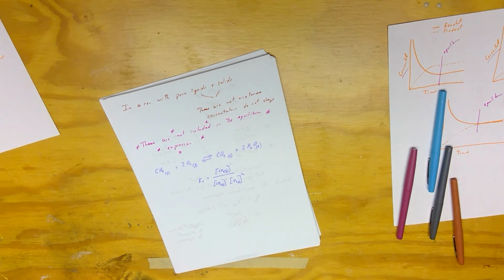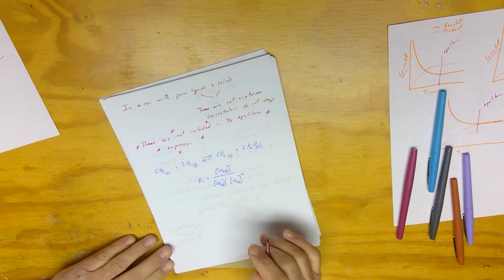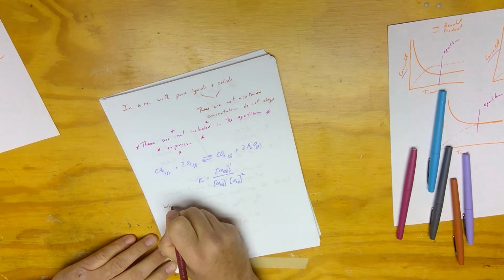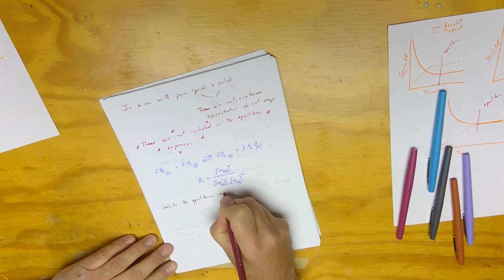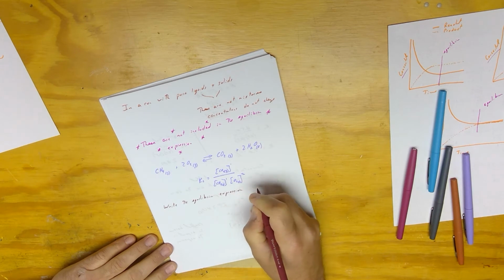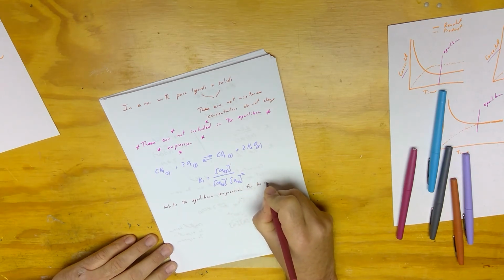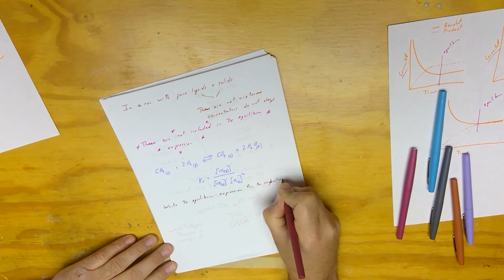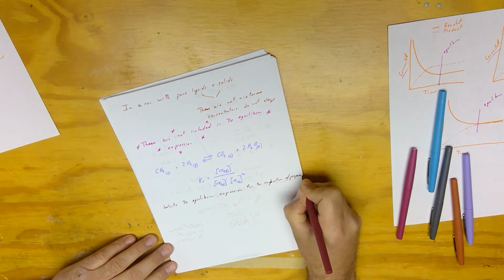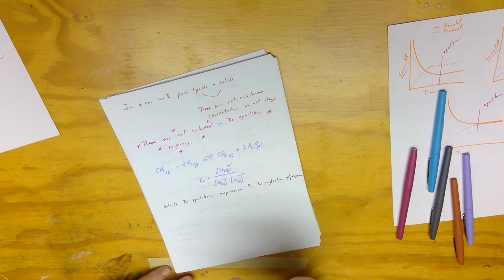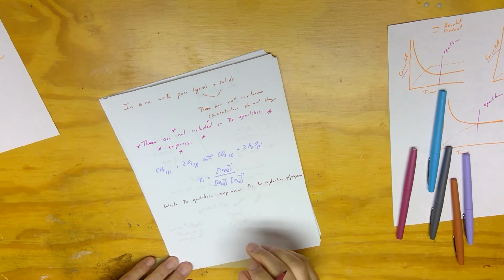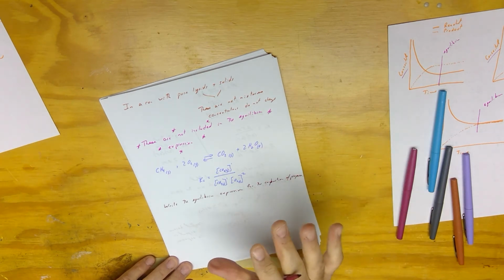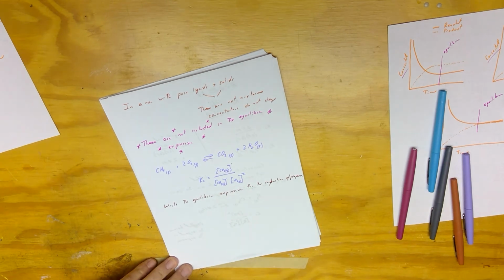What I want you to do is write the equilibrium expression for the combustion of propane. So stop the video and go ahead and do the problem. You're going to have to write the equation and come up with the equilibrium expression. Then turn the video back on and I'll do the problem for you.